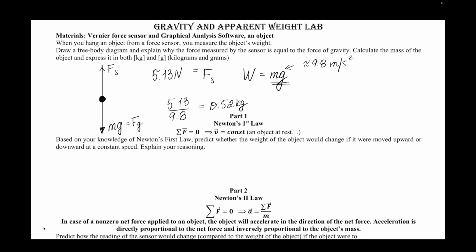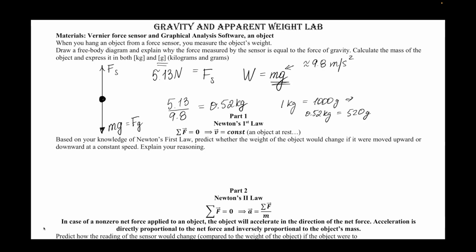And to practice, let's express this mass in grams as well. 1 kilogram contains 1,000 grams. Therefore, if we have 0.52 kilograms, that equals 520 grams. It's good to remember how to convert grams to kilograms because you will encounter those problems as you work on examples for this unit.